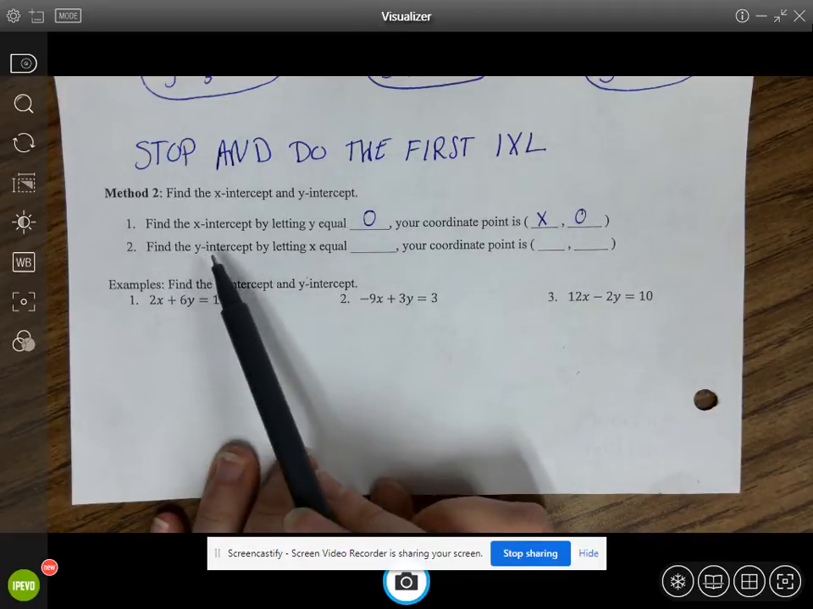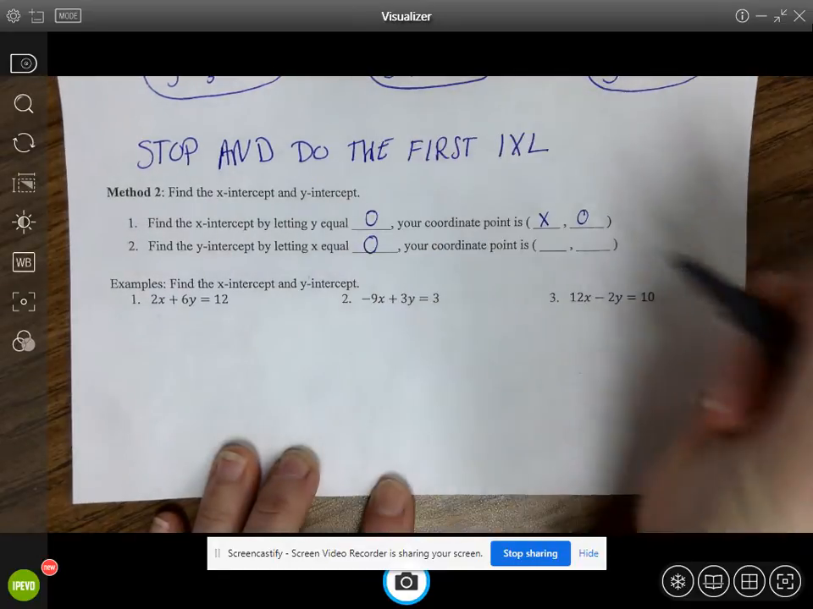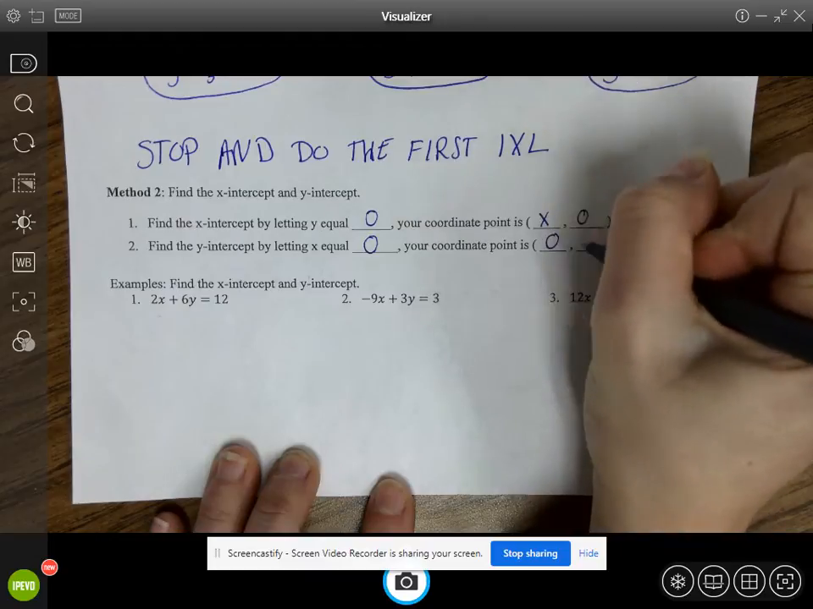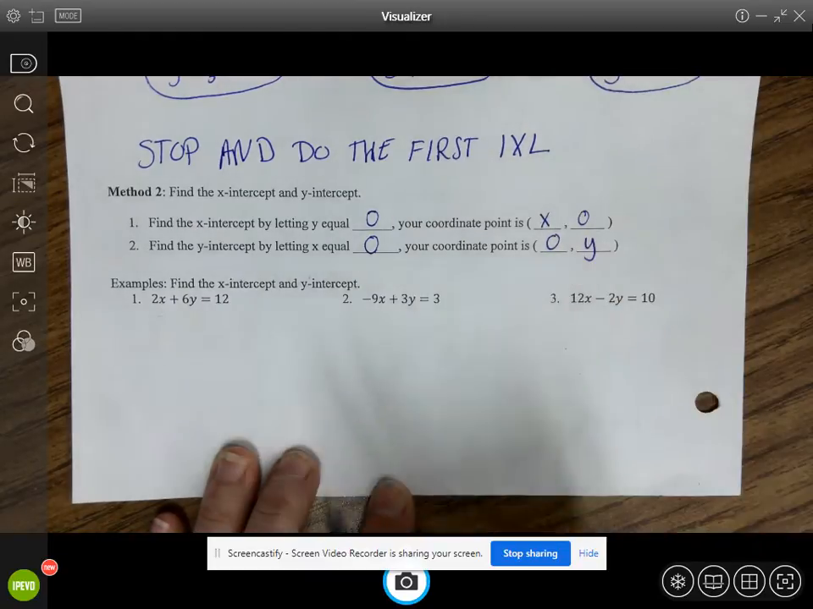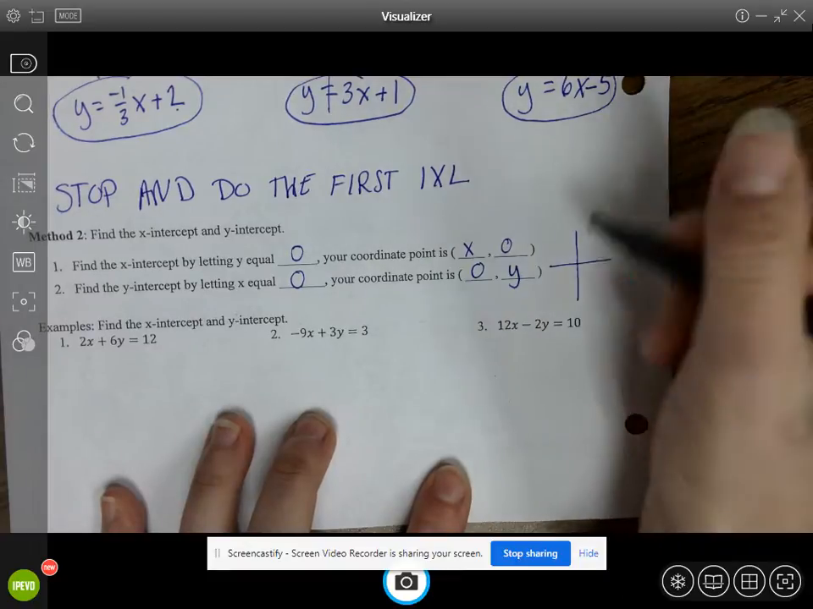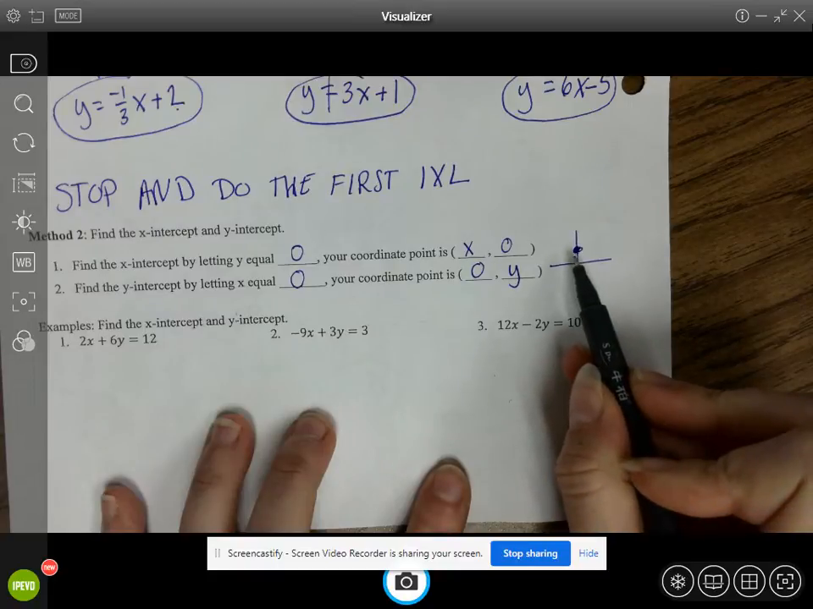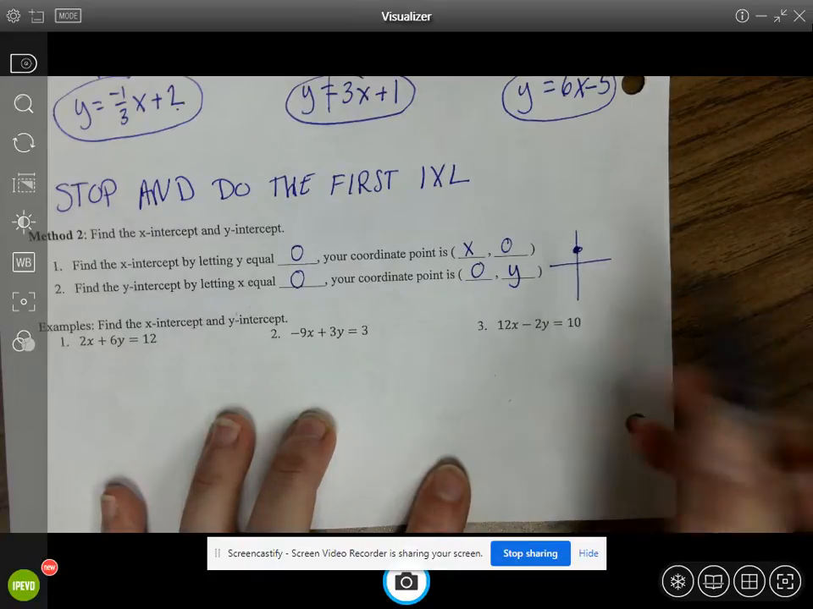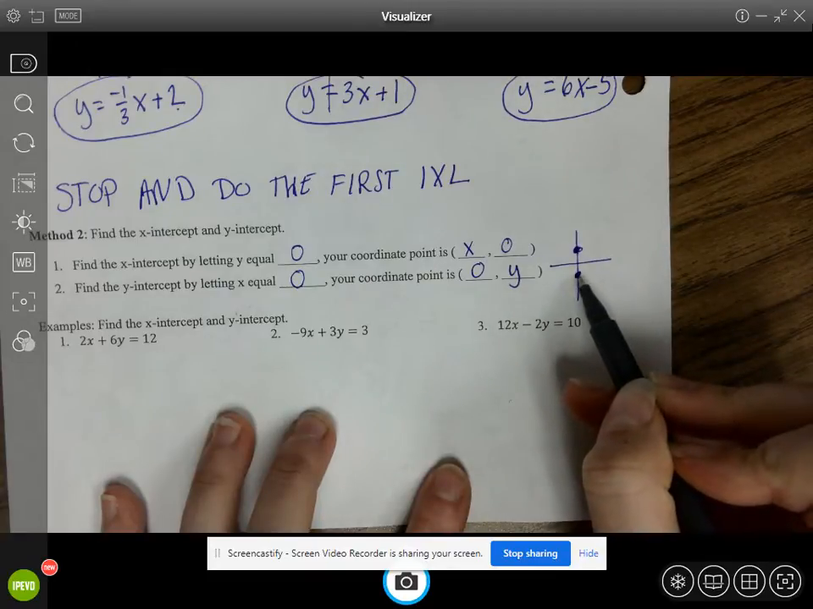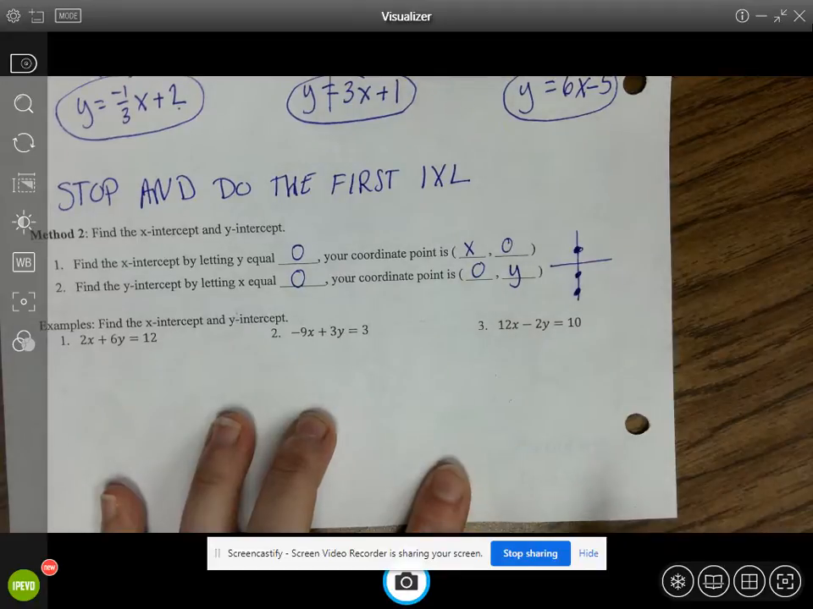You're going to find your y-intercept, this time by letting x equal 0, and solving for y. And then your coordinate point is going to be 0, comma, y. Once again, we need to solve for y. Because when you look at a graph, y-intercepts are somewhere like here. And this coordinate point is 0 for your x value. Or here's another y-intercept. This also has 0 for x. And this one has 0 for x.